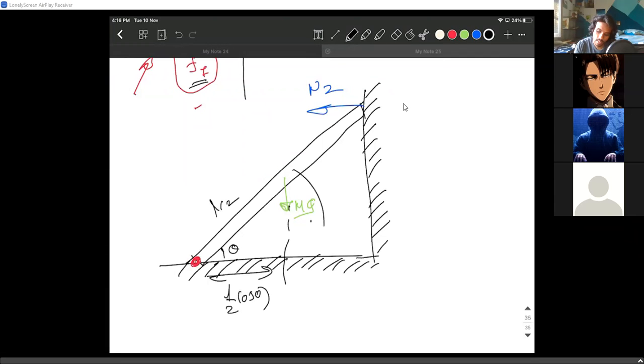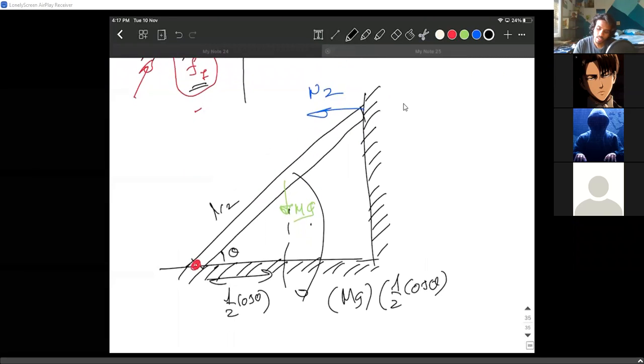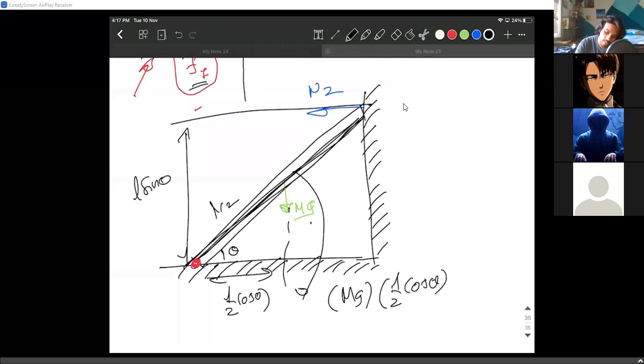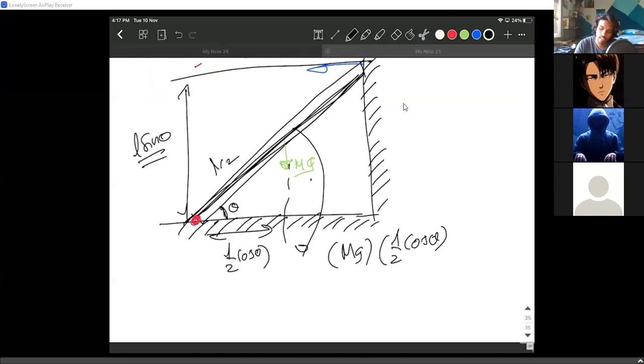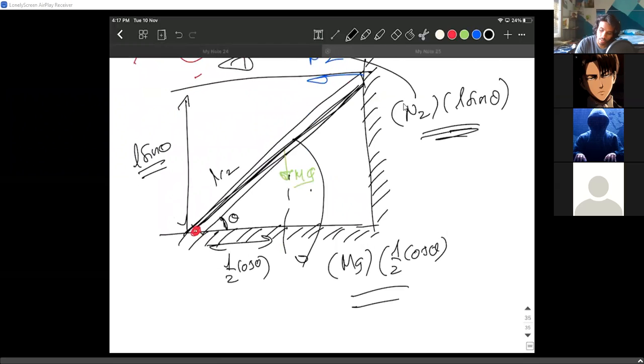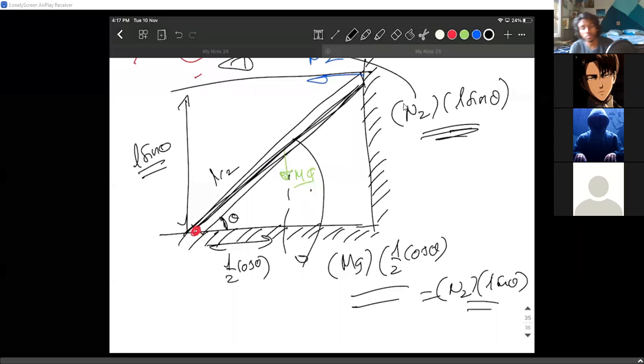So this torque is clockwise. So Mg into L by 2 cos theta. Now N2 into this distance, this whole length is L. This is L sine theta, obviously, because this is theta. And the torque is anti-clockwise. So N2 into L sine theta is the anti-clockwise torque. This is a clockwise torque, this is the anti-clockwise torque. I have to equate them to get the balanced equation.